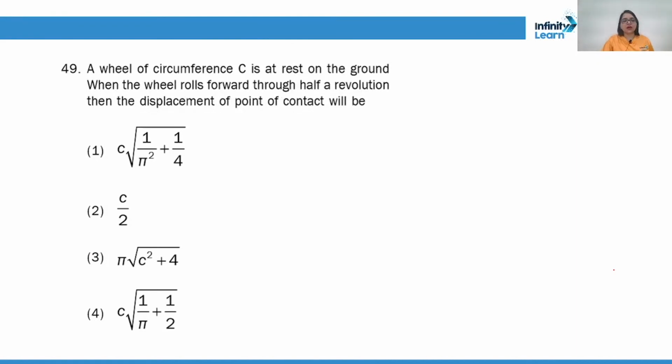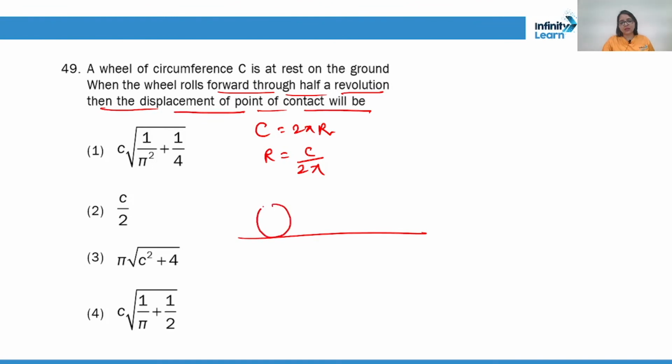Question number 49. A wheel of circumference c, that means 2 pi r is given as c, so r will be c upon 2 pi, is at rest on the ground. When the wheel rolls forward through half a revolution, then the displacement of the point of contact will be. So this is the wheel and it is revolving through half of the revolution. So it will be over here and the point of contact will be here. So this total linear distance will be pi r. This will be 2r, equal to the diameter, and the displacement will be this one.